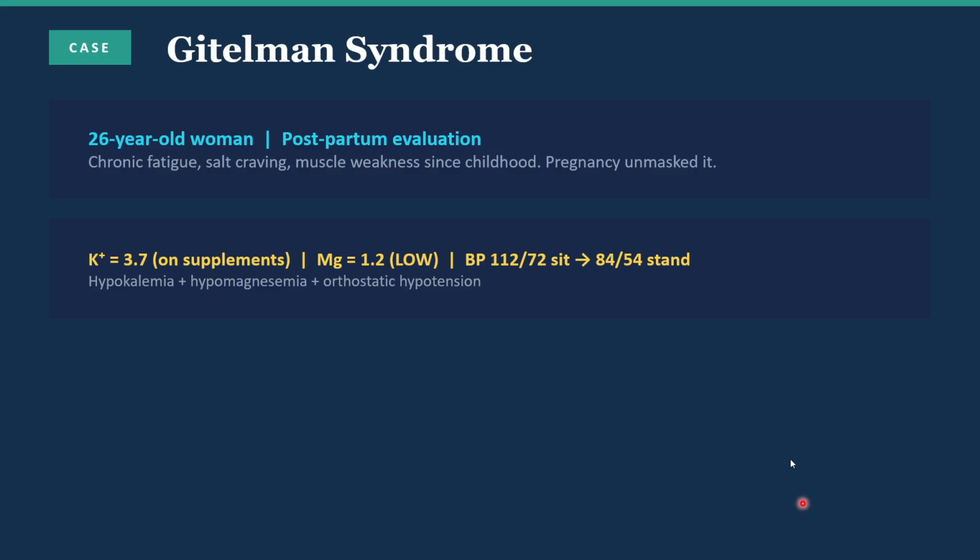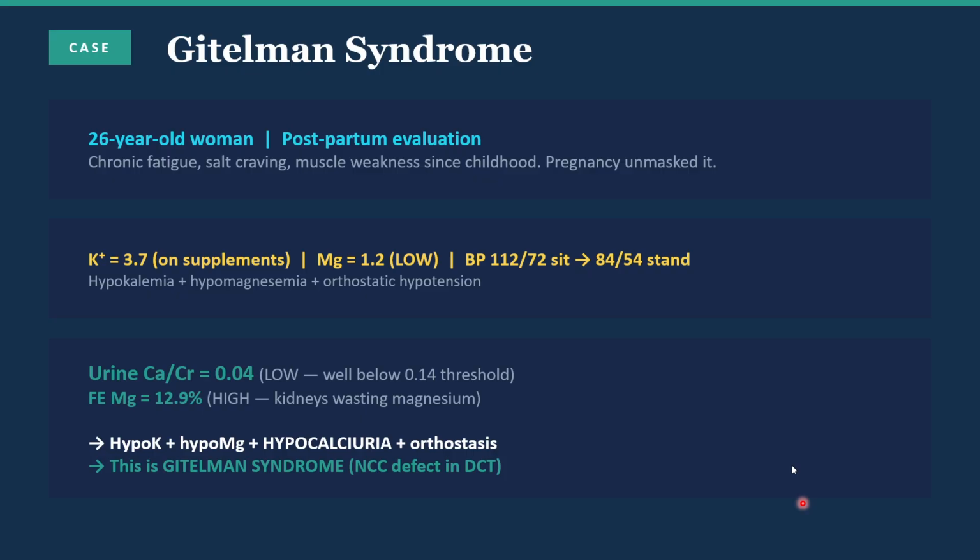Her potassium is 3.7 on supplement, so it would be lower without them. Her magnesium is 1.2, which is significantly low, and she has orthostatic vital signs. Blood pressure drops from 112/72 sitting to 84/54 standing, which indicates that she is volume depleted.